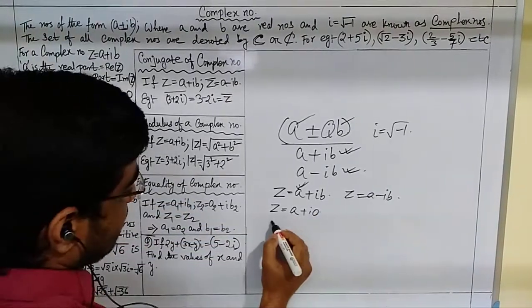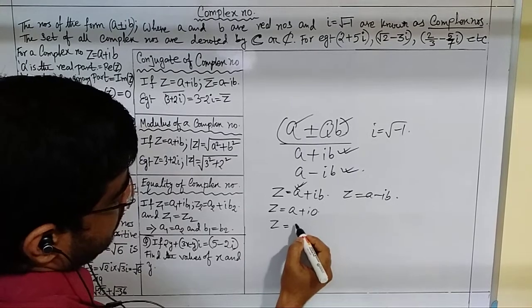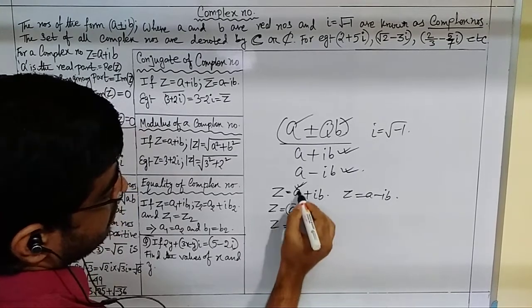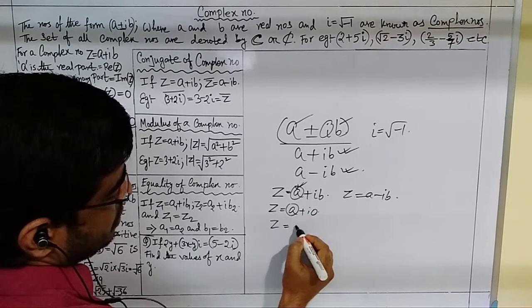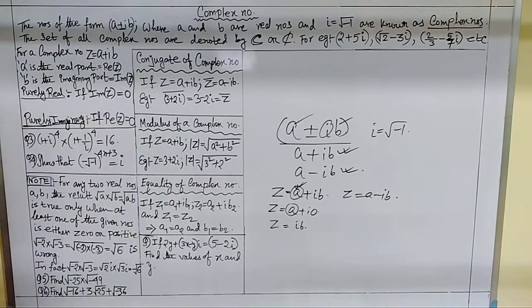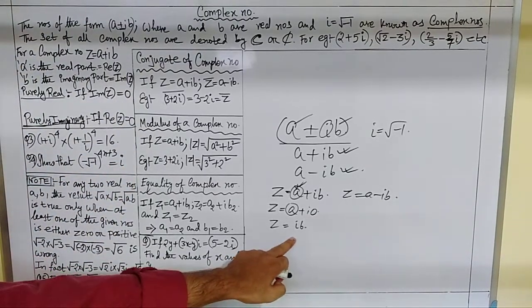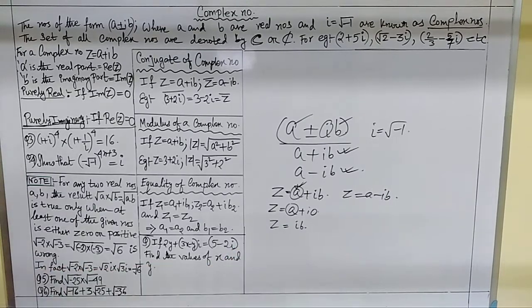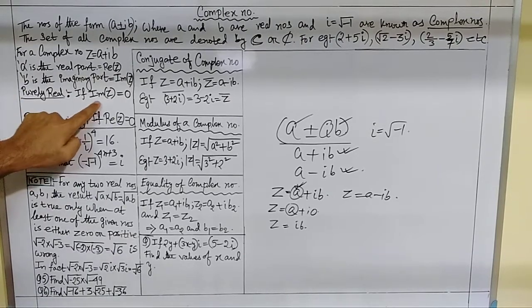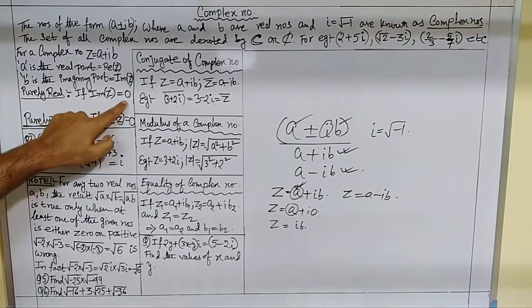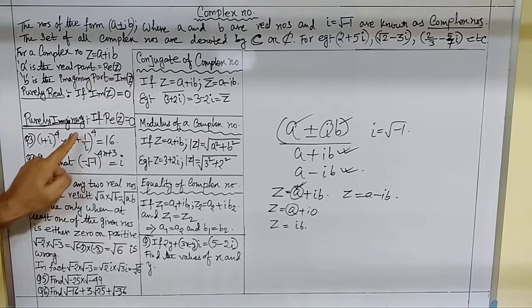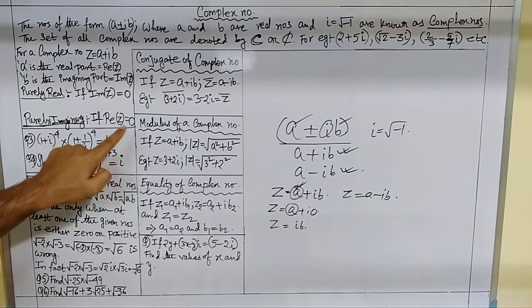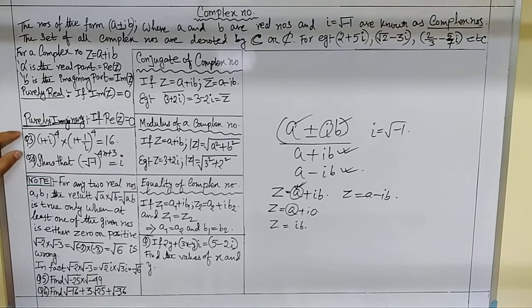Now purely imaginary means the real part will be 0. So a will be 0 and we are left with only ib. And this is the imaginary number, students, which we have already discussed in our previous video. So purely real will have the imaginary part of Z to be 0 and purely imaginary will be where the real part of Z is 0.